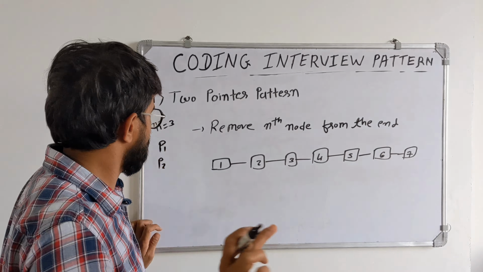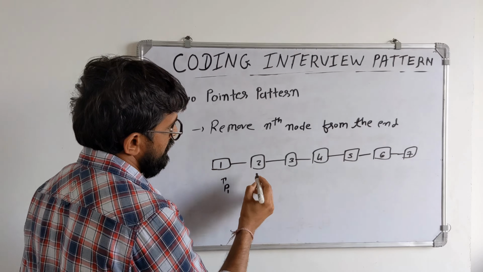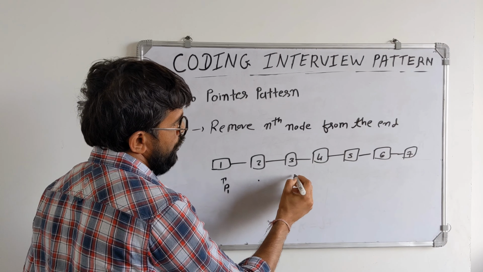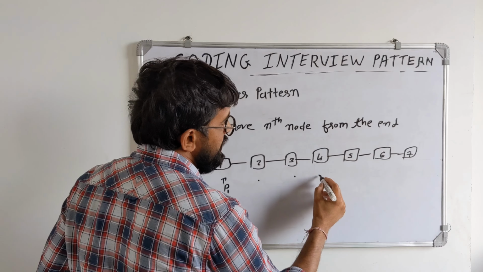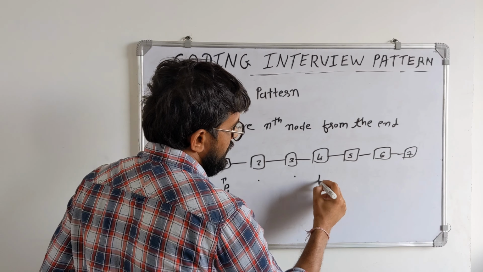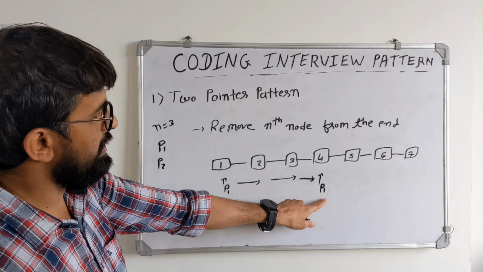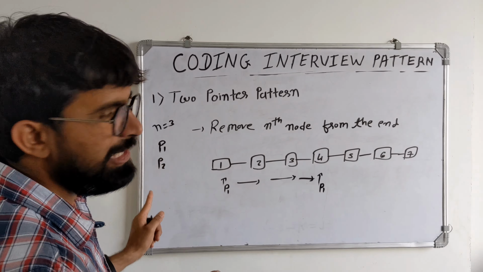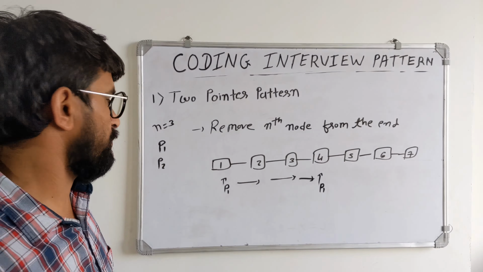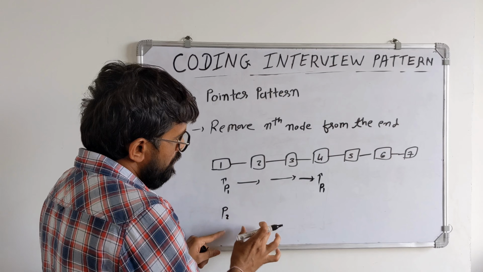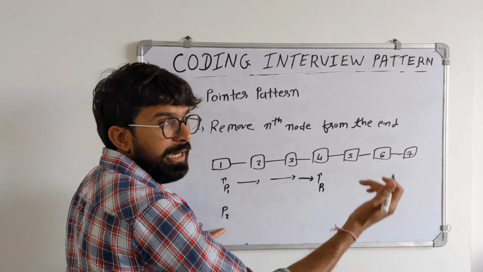P1 we are starting from here. We want to move 3 steps: 1, 2 and 3. So P1 has reached here. Once P1 has reached here, we will start P2. So now our P2 will start from here. Now we will move both pointers one step at a time.